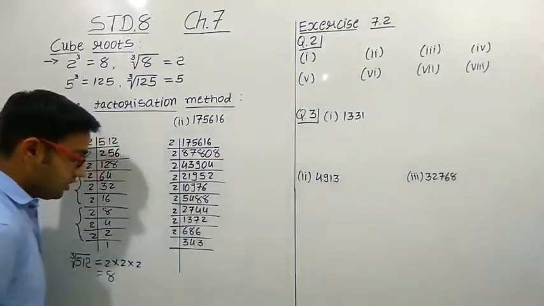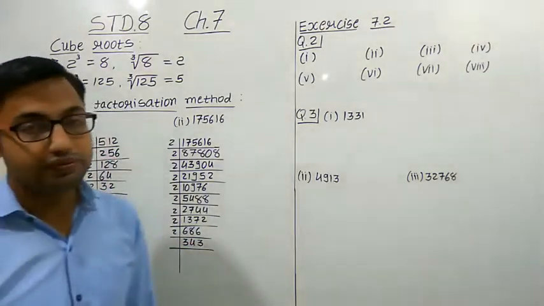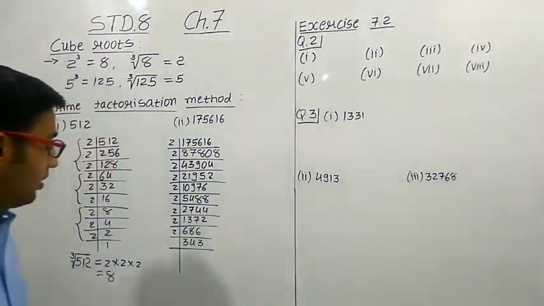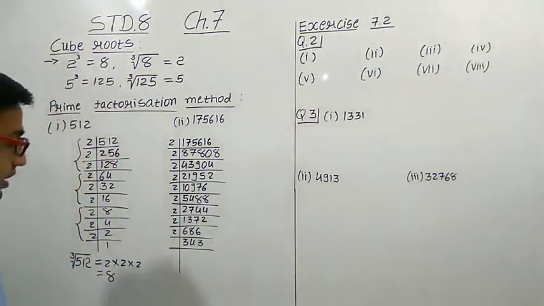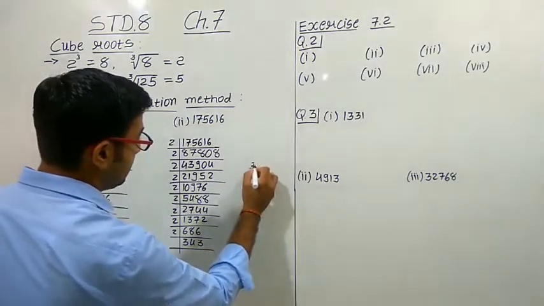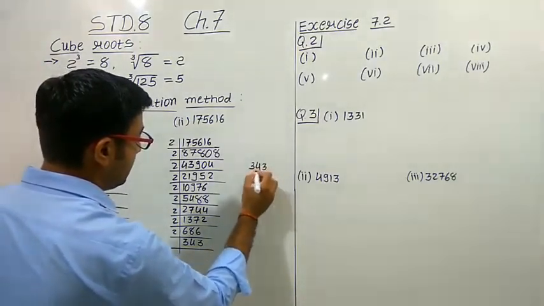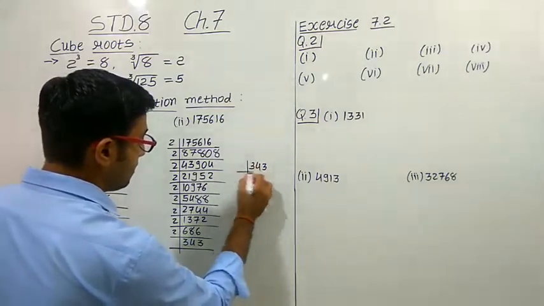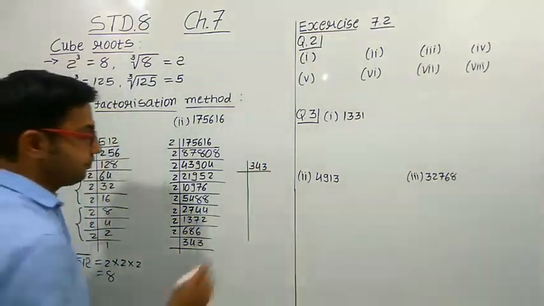Now see, the number is not divisible by 2. So now we have to divide this number by 3. Right? Okay. So now we will do this process here. Now we will divide this 343 by 3. Right? Okay.